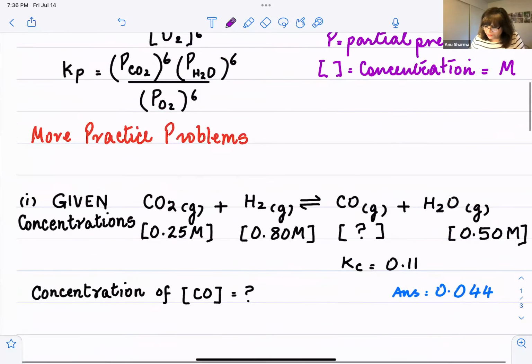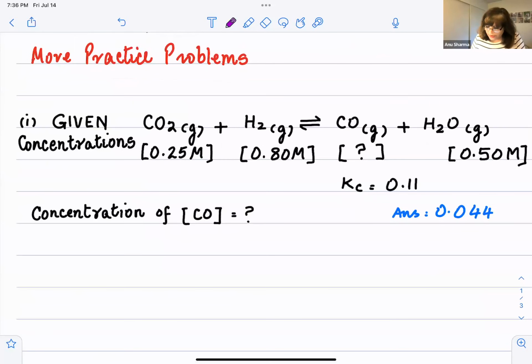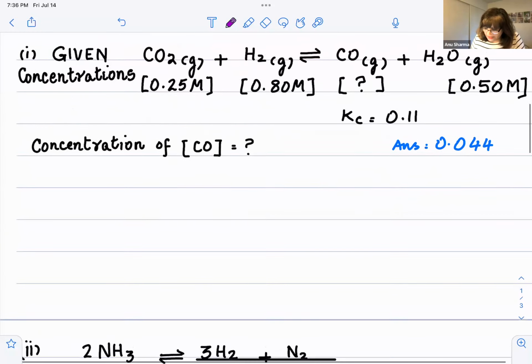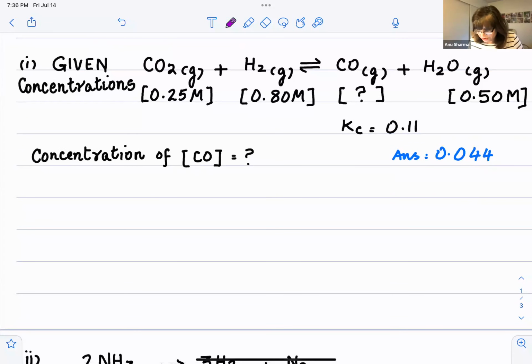All right. This chapter was a very small chapter, and this was just one thing they gave you. But from my side, I'm giving you some more problems. So here you are given a reaction: carbon dioxide reacting with hydrogen, giving you carbon monoxide and water. Here you see all of them are gases. First question is, find the concentration of carbon monoxide when you are given the molarity of CO2, the concentration of hydrogen, and of water.